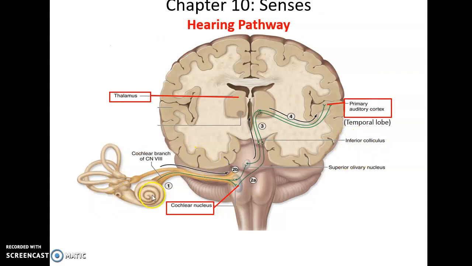All right, so the signal goes through the vestibulocochlear nerve into the brainstem, and then from there to the thalamus, and then to the primary auditory cortex in the temporal lobe. Turns out that what you hear with your right ear would go to the left side of your brain, and what you hear with your left ear would go to the right side of the brain.